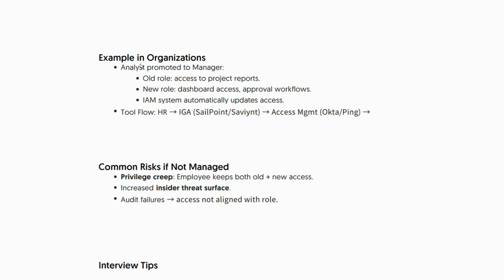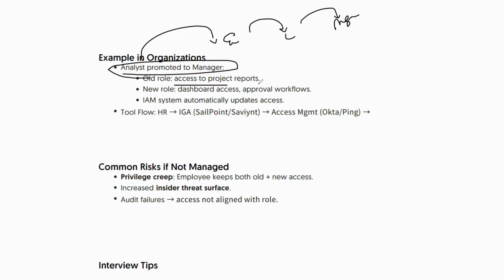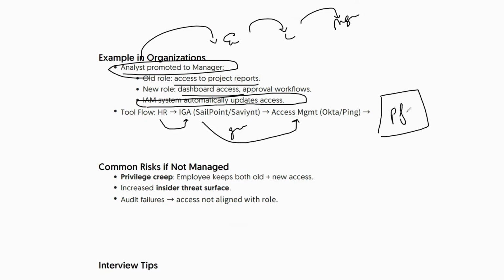Examples in organizations that we can see are an analyst promoted to manager. Very rare, an analyst promoted directly to manager, but an analyst promoted to an engineer, to a lead, to a manager, let's say is one example. So old role access is to the project report, new role gets dashboard access and approvals, and the system automatically updates the access. HR will update the IGA system, and IGA will update the access management tool with a group. So HR will say, okay, this user is promoted. A few groups will be added. These groups will be synced across to the access management system, and then the user will be able to perform their function.